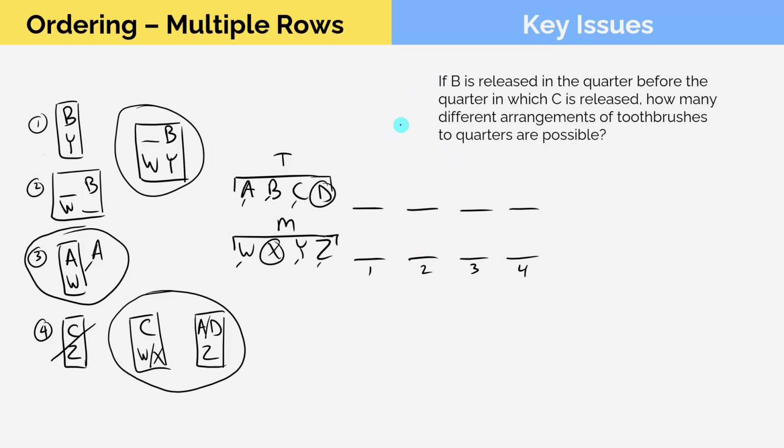Here's another challenge for you. Go ahead and try this on your own, and we'll discuss when you're back. This says if B is released in the quarter before the quarter in which C is released, how many different arrangements of toothbrushes are possible?